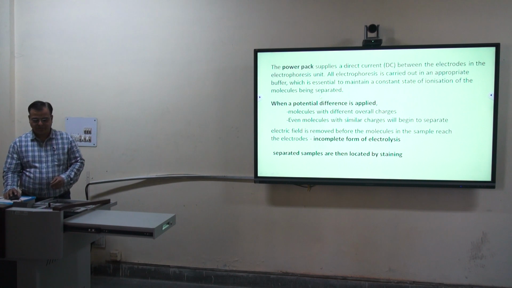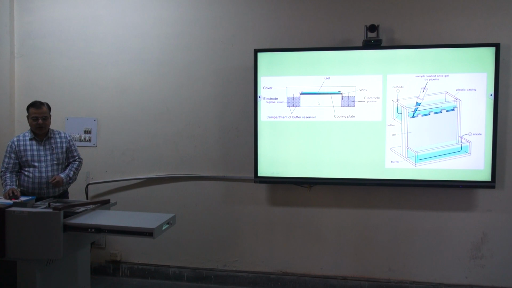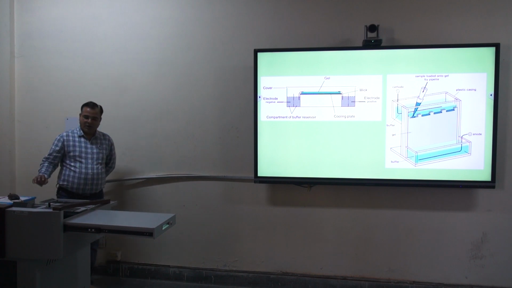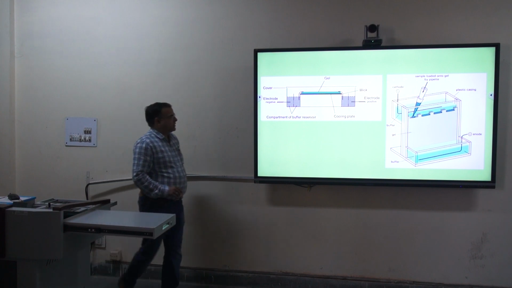We can see this in the horizontal system. We are just taking the example of the horizontal gel system. This is the horizontal electrophoresis unit. When the power is applied, this is one electrode, this is the second electrode, and we apply the sample. The sample will move according to its charge, depending upon the charge on the molecule.